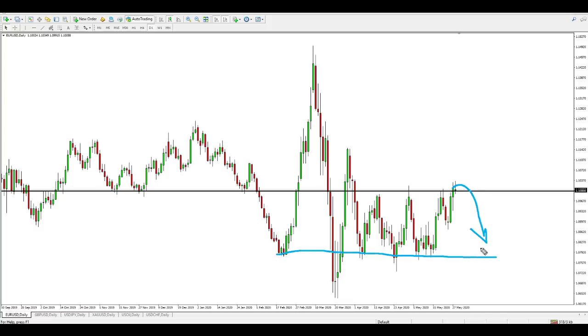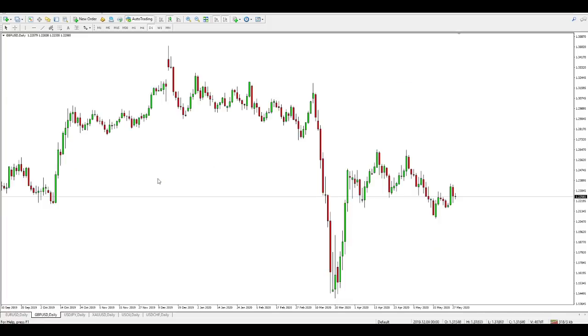So if price does show more signs of weakness, which we are seeing a good bit of as price is being rejected here, I'd say the most likely scenario is that we do roll over and probably see price make a move back down to the previous kind of low of this range. That's just my 2 cents there on Euro dollar.